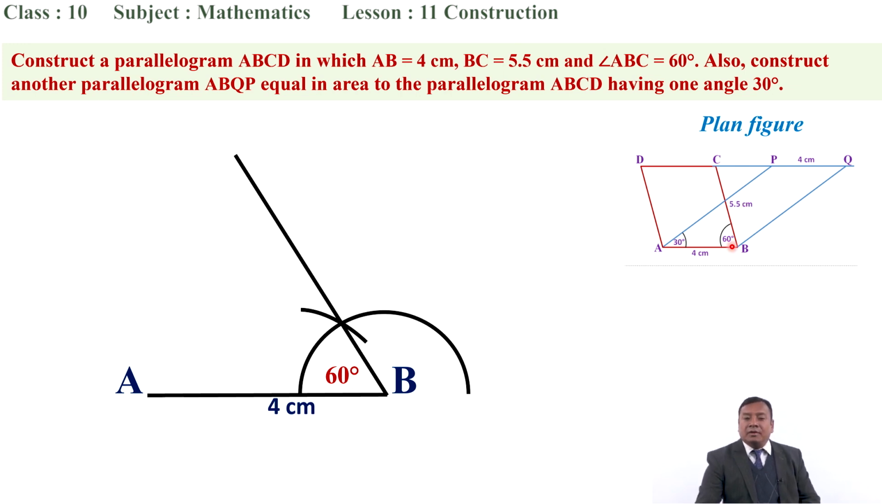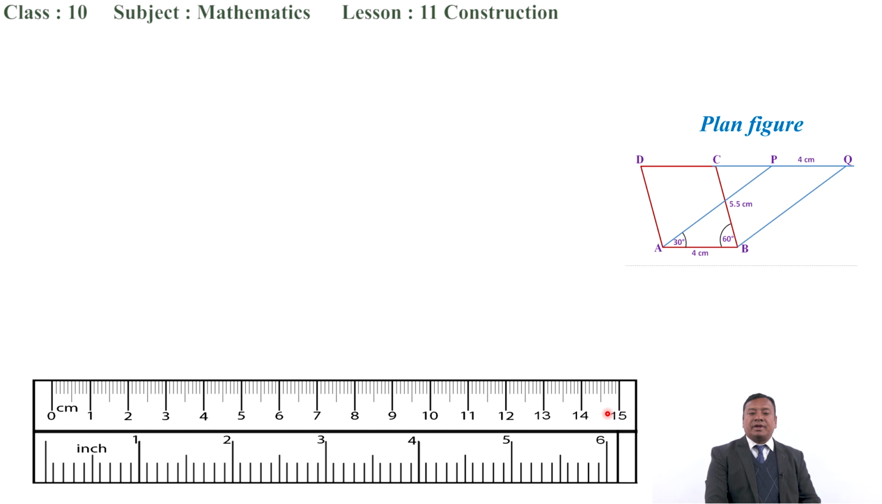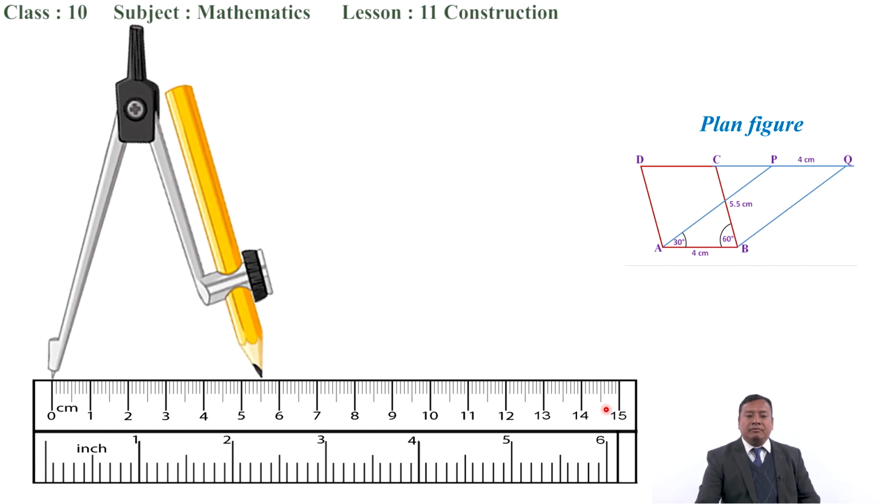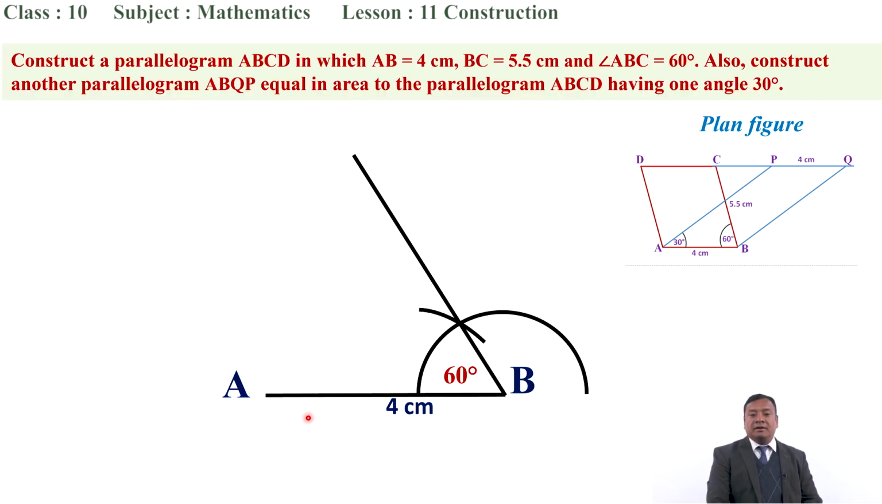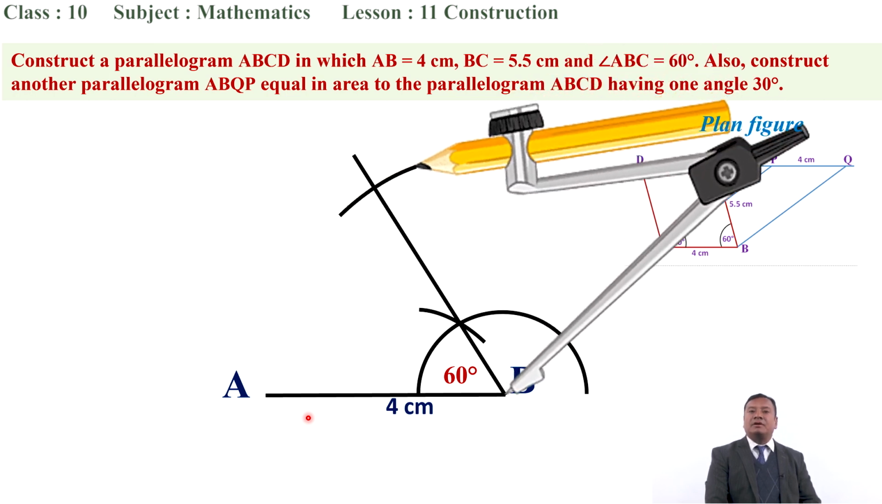Yes. Now according to this plan figure here we have the length BC is 5.5 centimeters. So from the point B we have to cut here 5.5 centimeter. You can use ruler or, in this way also you can measure here. Measure the length 5.5 centimeter. With the help of compass and ruler you can measure like this also. Then we have measured 5.5, so from point B you can cut this point on the line of 60 degree.